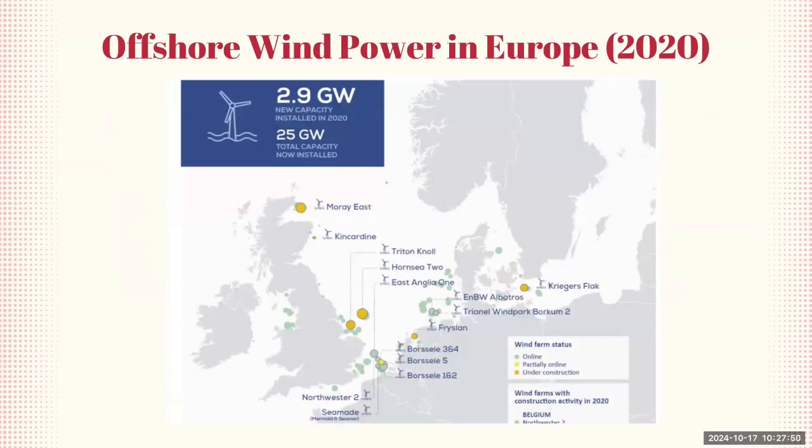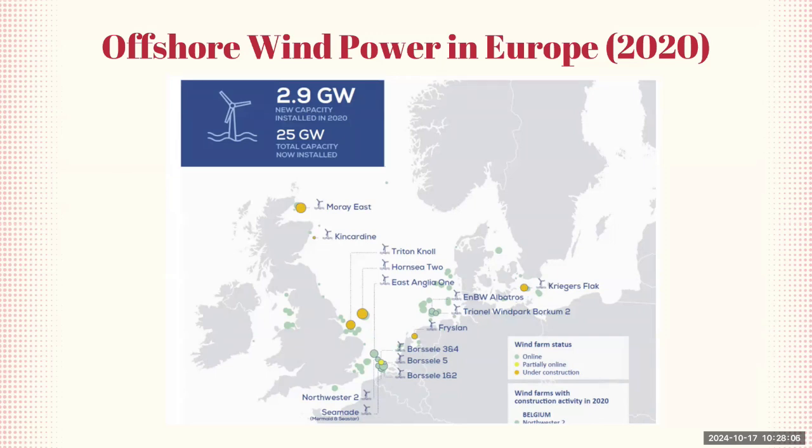So here this map shows more detailed offshore wind power developments in Europe as of 2020. So in 2020, 2.9 gigawatts of new offshore wind capacity was installed across Europe, contributing to a total capacity of 25 gigawatts installed by that year.